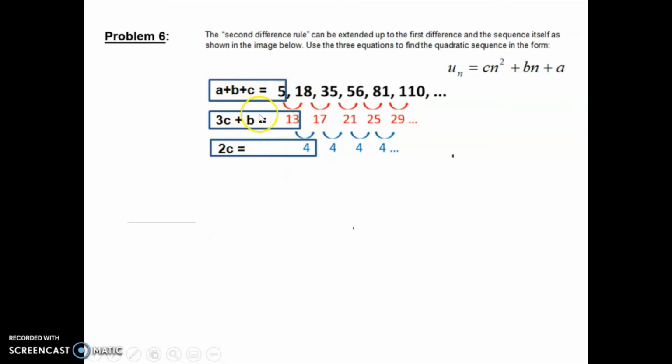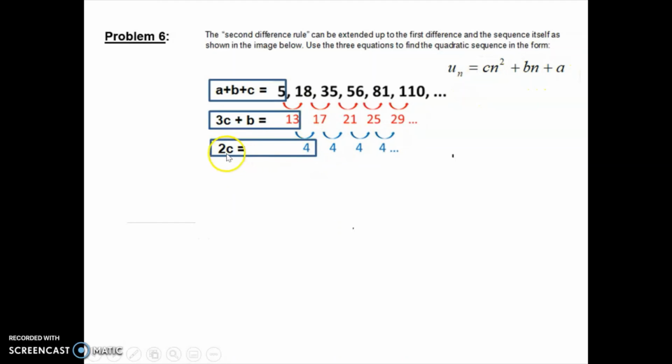There's a shortcut that looks like this, that if we have this quadratic statement here with c being the first coefficient, b the second coefficient, and a the last one, we can have this rule, which is always true, that 2c will equal this one, the second difference number. 3c plus b will always equal this first number here, and a plus b plus c will always equal that number here. This rule always works. So if you have any quadratic sequence, you can write these letters like that here. And that helps us actually solve what c, b, and a are.